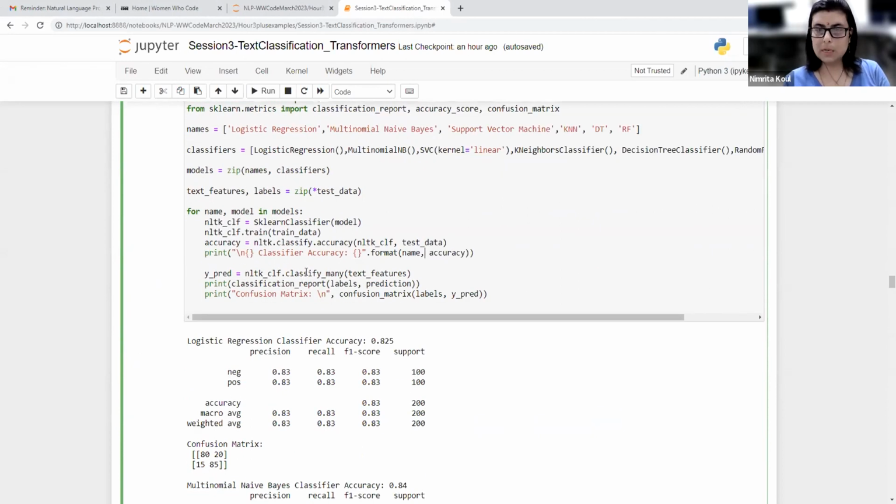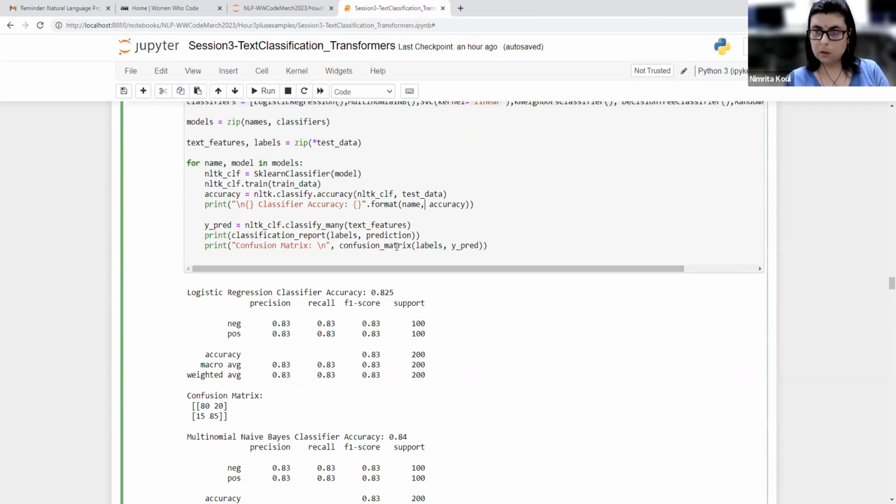We can also see the predicted values that are created by your classifier. We can also see the detailed classification report, which shows you the precision, recall, F-score, support, all the metrics that we use for evaluating the performance of a classifier.